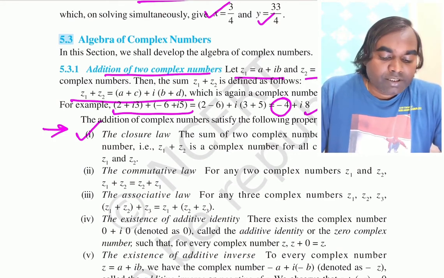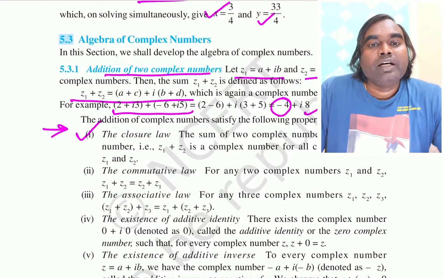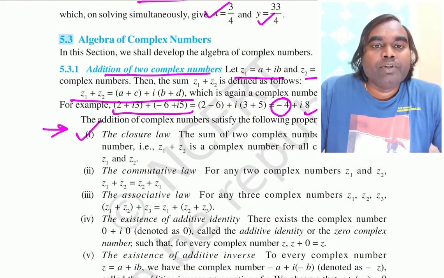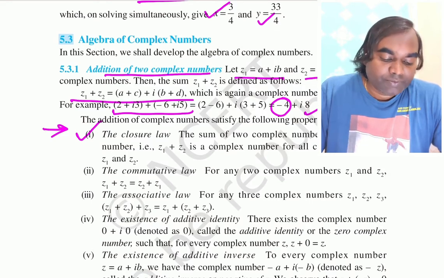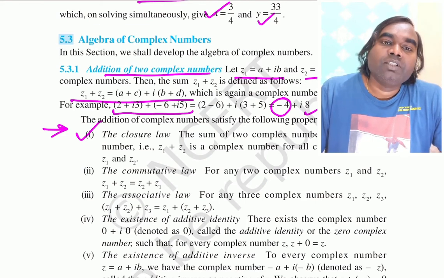So closure law means if we are adding two complex numbers z1 and z2, and the result is also a complex number, then we will say that the addition of the two complex numbers is closed. That means it follows the closure law.